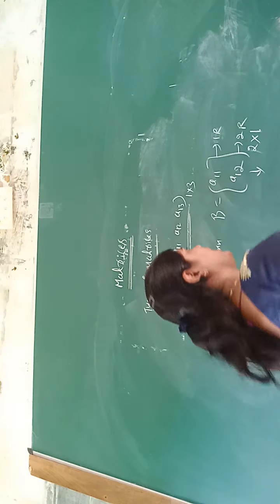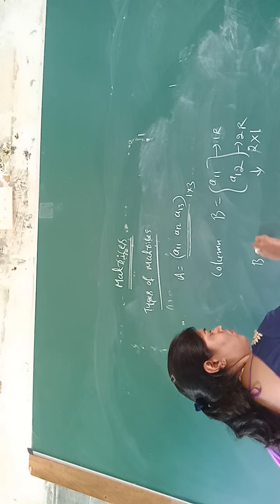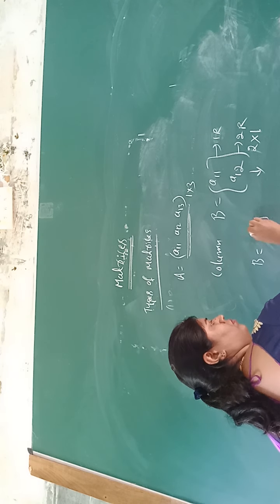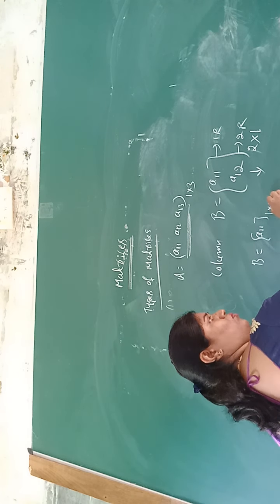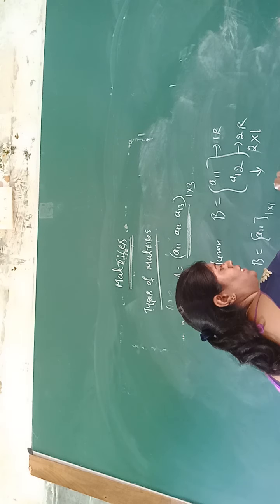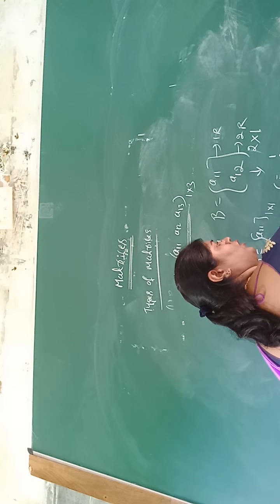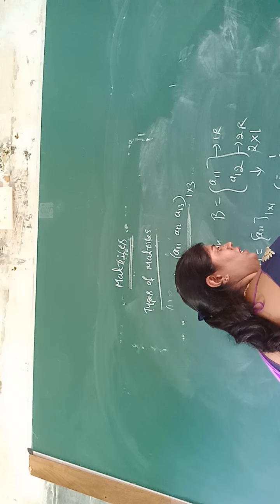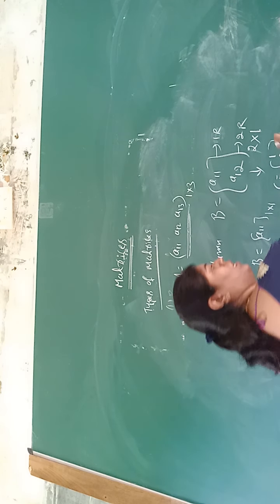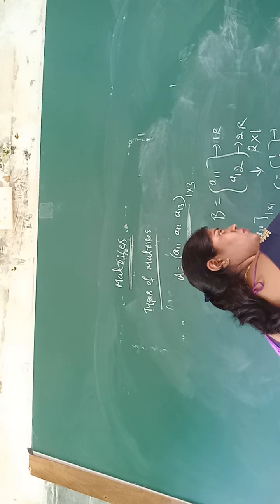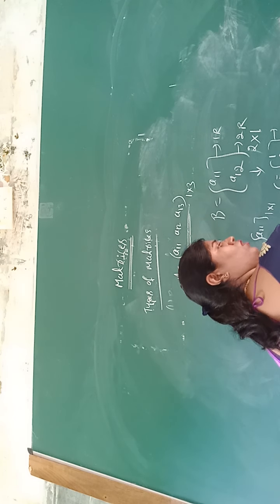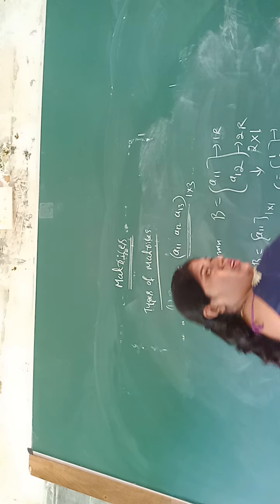We can give so many examples. Okay, B is equal to A11, because the order of the matrix is 1. Similarly, C is equal to 1, 2, root 3, 7 or minus 7, whichever elements you can give. Here how many rows? 1, 2, 3, 4. 4 rows, only 1 column.